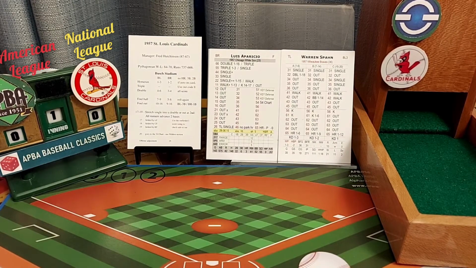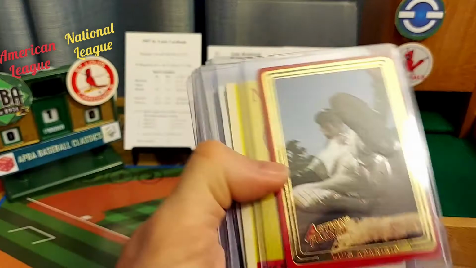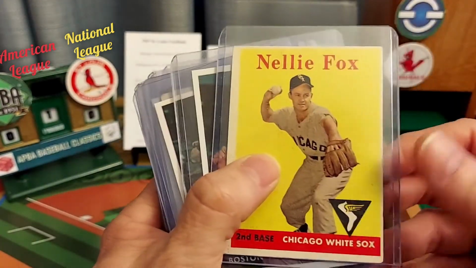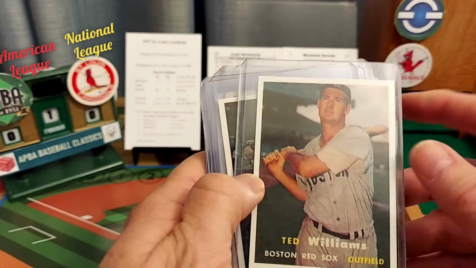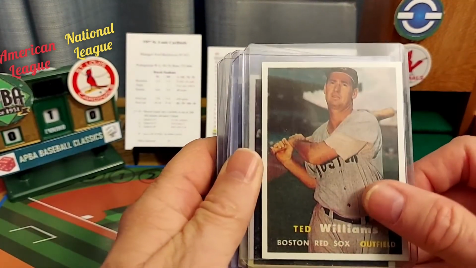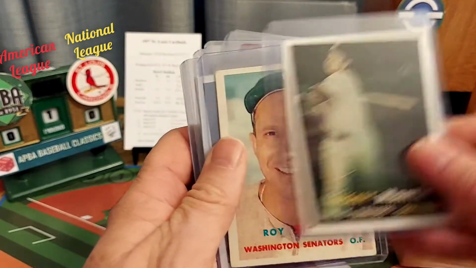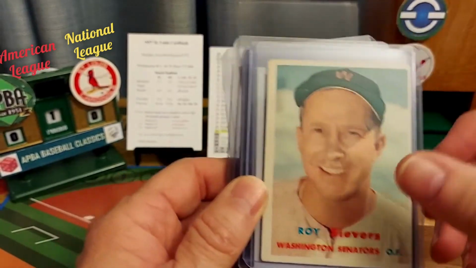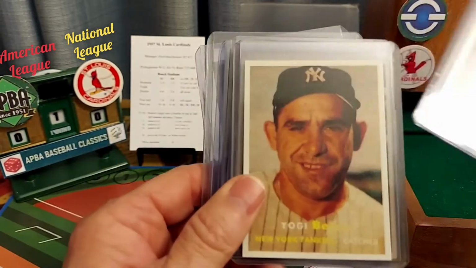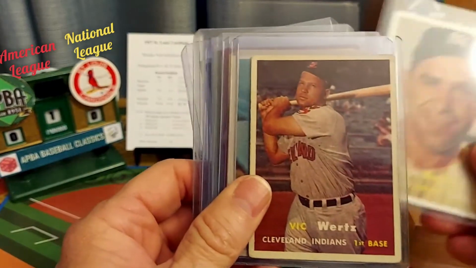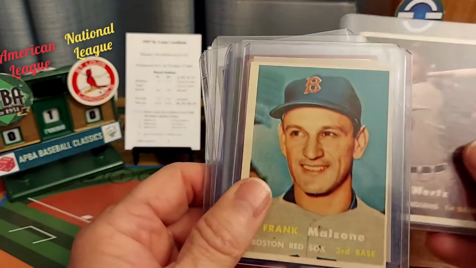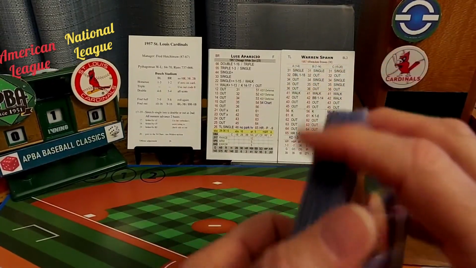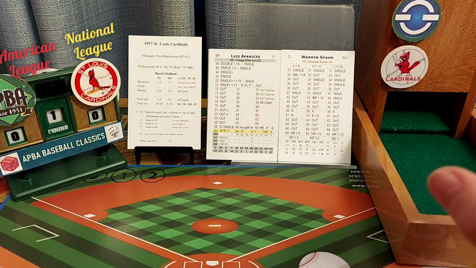All right, here are your starting lineups for today's game. First of all, from the American League, we are in Busch Stadium in St. Louis. The visiting American Leaguers have Luis Aparicio at shortstop, Nellie Fox at second base, Ted Williams in left field, Mickey Mantle in center field, Roy Sievers is your DH, Al Kaline in right field, Yogi Berra the catcher, Vic Wertz at first base, Frank Malzone at third base, and the starting pitcher for the American League is from the Detroit Tigers, Jim Bunning.